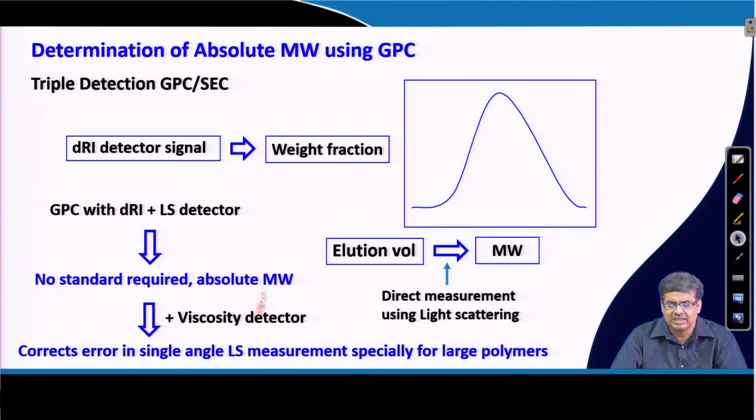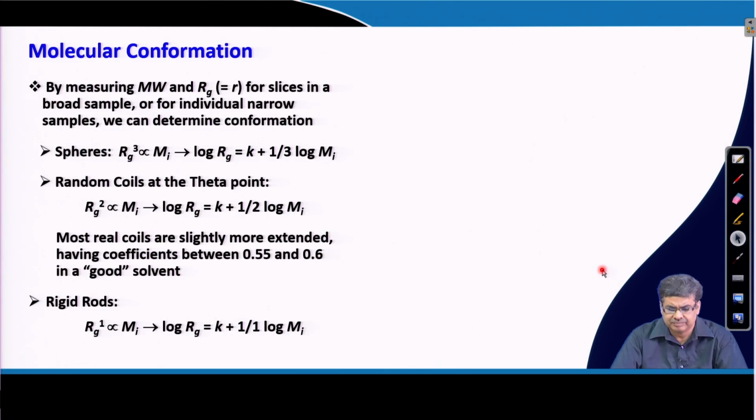I am not going into the details of the process of using these 3 detectors for measuring absolute molecular weight, but I just briefly mention the principle of using a triple detector in GPC to find out the absolute molecular weight.